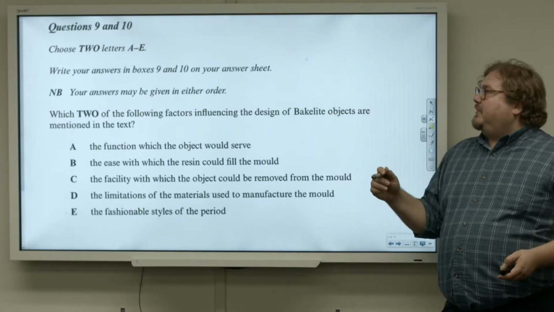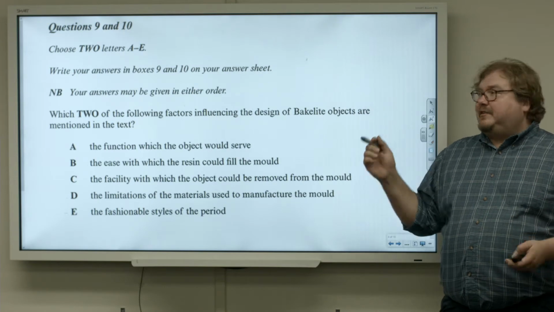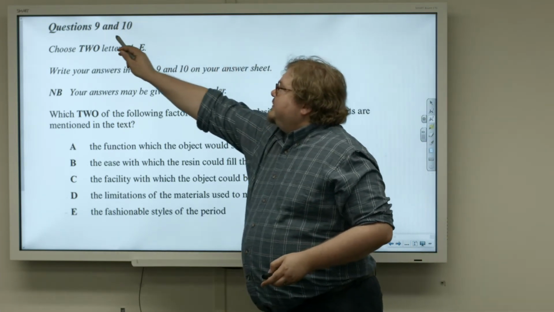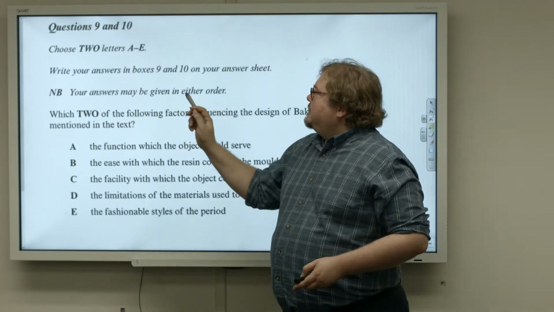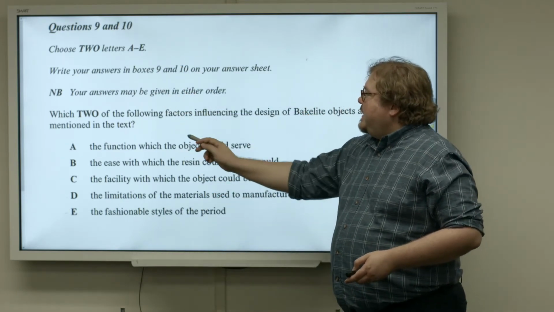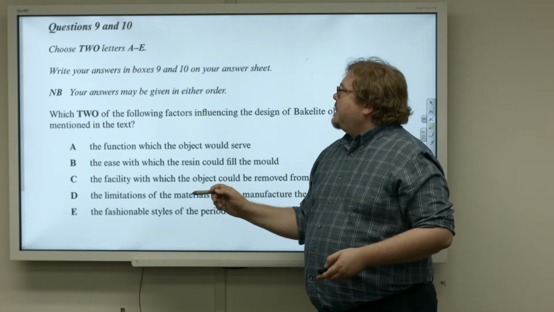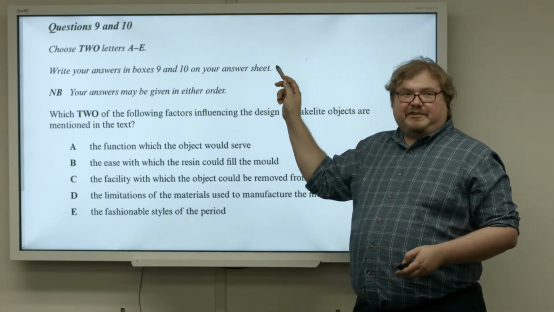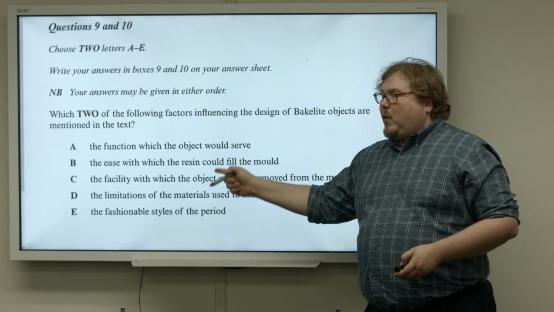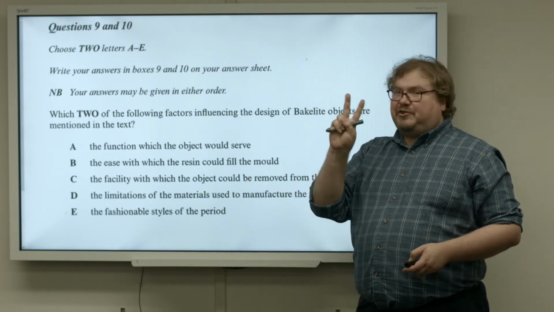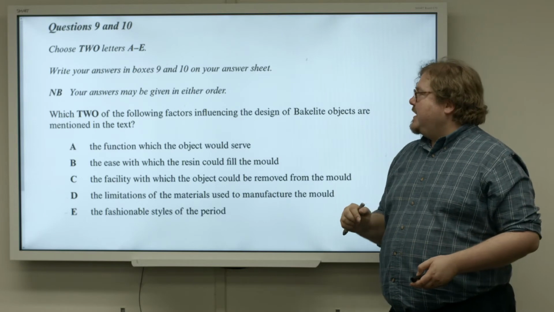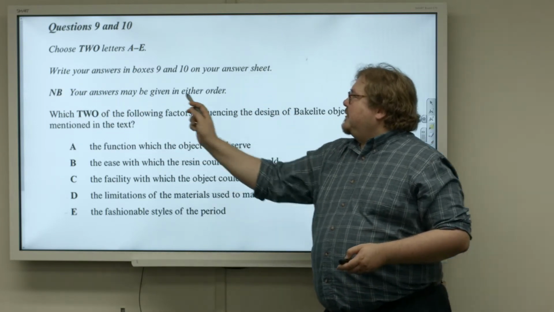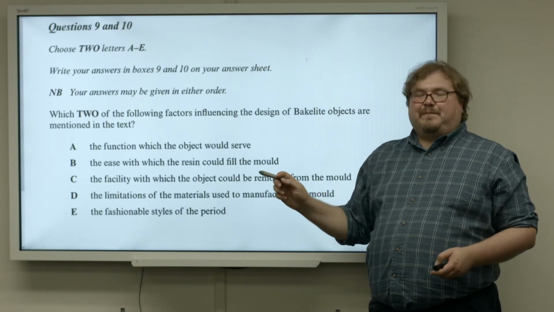So here's an example where they ask you to select from a list. Questions 9 and 10, choose two letters, A through E. Write your answers in boxes 9 and 10 on your answer sheet. So we've got one list, we have to choose two items. And there's a little thing here, this NB: your answers may be given in either order.